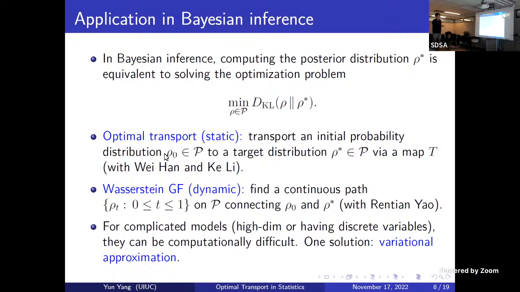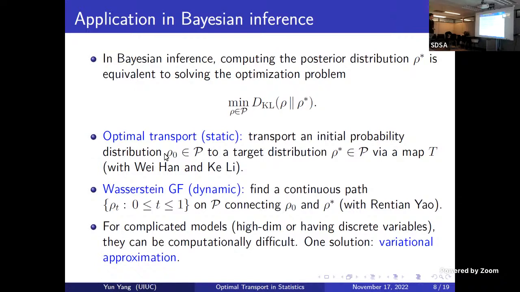So it turns out that this particular problem of finding the posterior boils down to solving an optimization problem, which is to minimize the KL divergence between rho and rho star. Here, rho star is the target posterior distribution. And the benefit of using KL divergence is that even though we don't know the normalizing constant in front of rho star, we know this is the integration of rho times log rho over rho star. So that particular constant will only appear as an additive constant independent of rho, which means in order to minimize this functional, we do not have to know the additive constant, but we can still proceed.